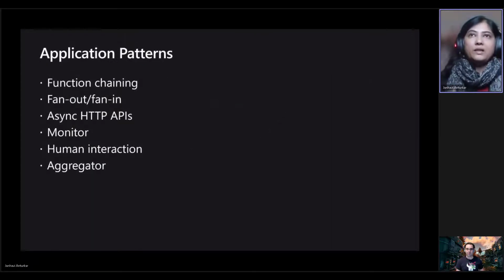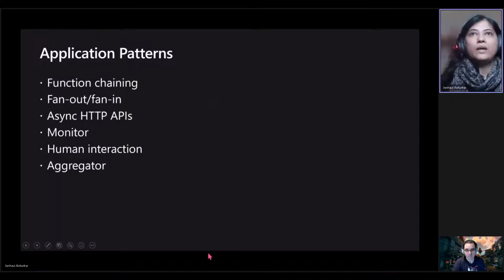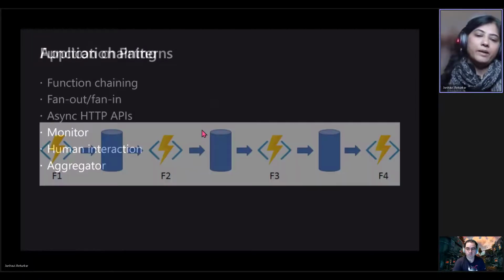Based on these, there are different patterns available that we can make use of. We have function chaining, where you can chain different functions. You have fan out and fan in, where you distribute the work and bring that work back in. Then you can monitor long running functions using a monitor, or have human interaction, or aggregate. So there are different patterns you can implement. Let's have a look at how we can implement them.